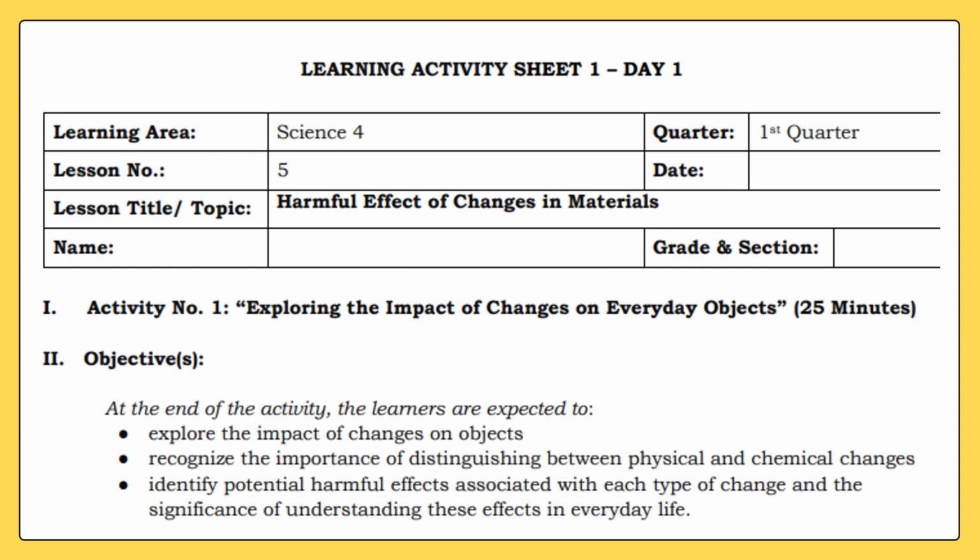Here are the objectives. At the end of the activity, the learners are expected to: first, explore the impact of changes on objects. Second, recognize the importance of distinguishing between physical and chemical changes. Third, identify potential harmful effects associated with each type of change and the significance of understanding these effects in everyday life.